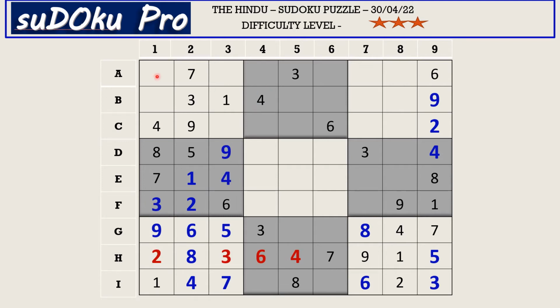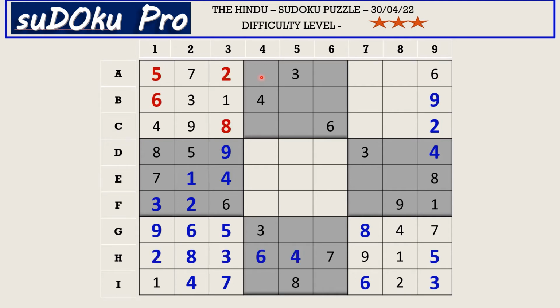Now in column 1 there are only two empty cells and the missing numbers are 5 and 6. There is a 6 blocking from here. So A1 takes 5 and B1 takes 6. Similarly here the missing numbers are 2 and 8. There is a 2 blocking from here. So C3 takes 8 and A3 takes 2.